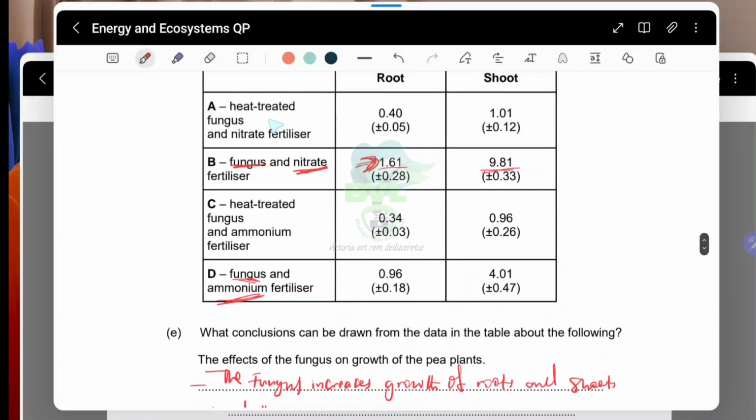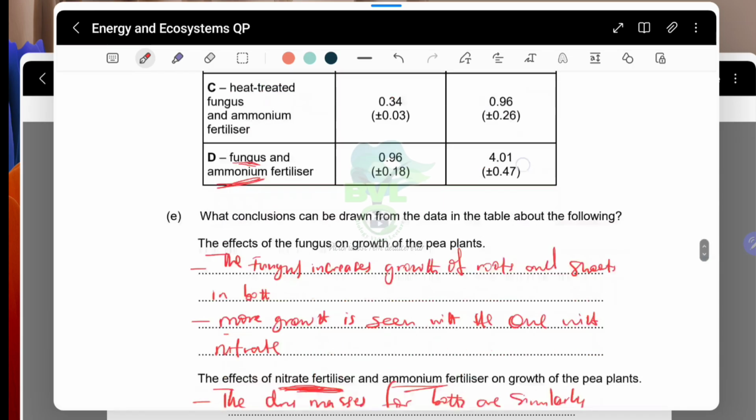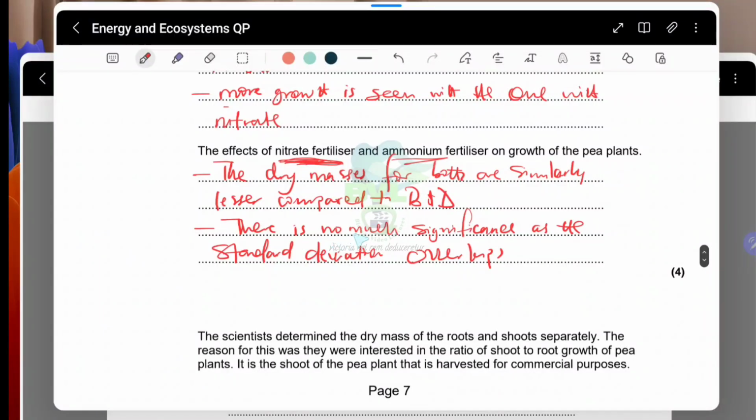So if you look at this one and this one, A and C are both smaller in every way compared to B and D, because they had fungus added to them, really, and not just fungus added to them because of, I'm trying to remember the other factor there. Because it was not heated, because these were not heated, so they were not heated because this one had heat added to them, so to say. So that's something I was going to point out there. But they were similarly lesser, so there's not much significance as standard deviation overlaps.